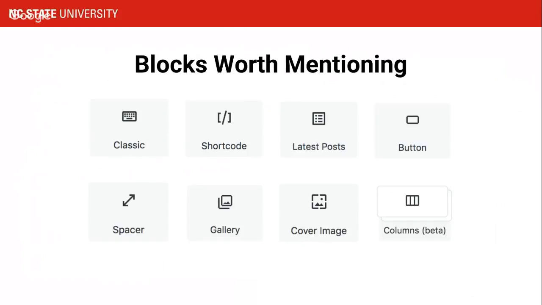There are some other blocks that are definitely worth mentioning. The classic block is something we'll see a little later in the presentation. It's basically the old editor, the classic editor, bundled into a single block. So if there's something in Gutenberg that you'd like to be able to do, but you can't figure out how to do it, but you know that you used to be able to do it in the old editor, one thing you can do is insert a classic block and use the tools that are available from the old editor right there for that block.